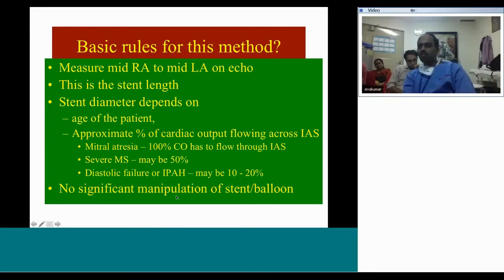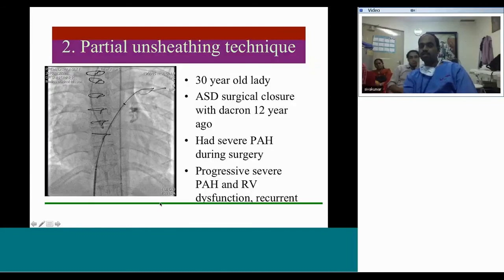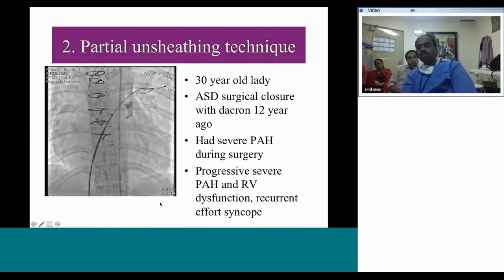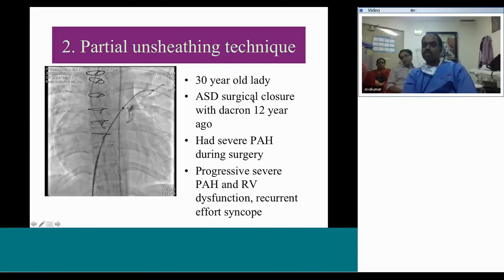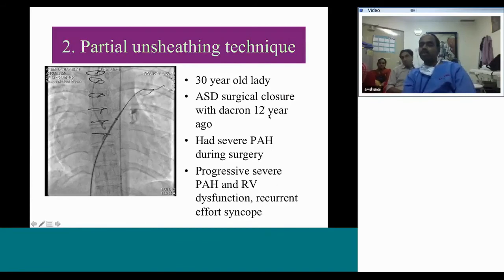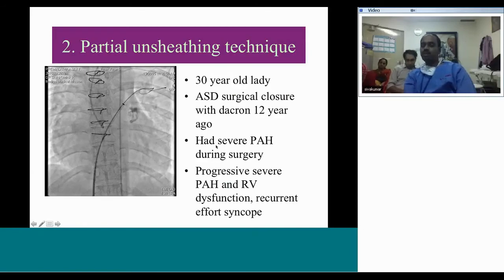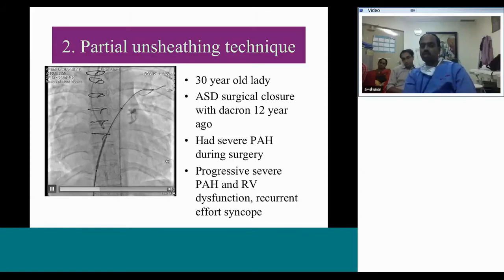And there should not be too much manipulation of a stent balloon because there is not too much anchor for an atrial septal stent. The second method is called the partial unsheathing technique. This is a 30-year-old lady who had an ASD surgical closure with a Dacron patch 12 years before and developed severe, progressive pulmonary hypertension, and now you want to recreate an atrial septal communication.